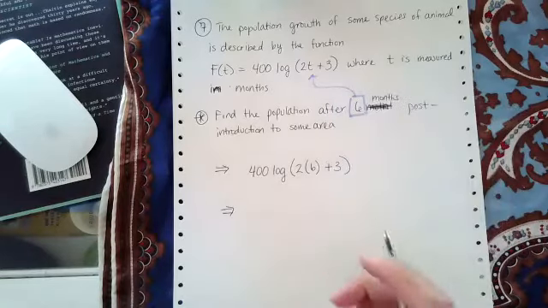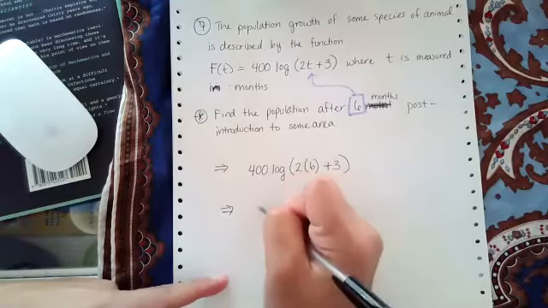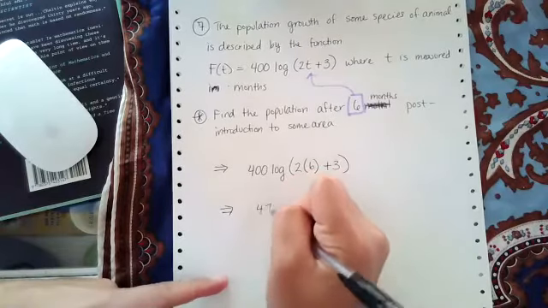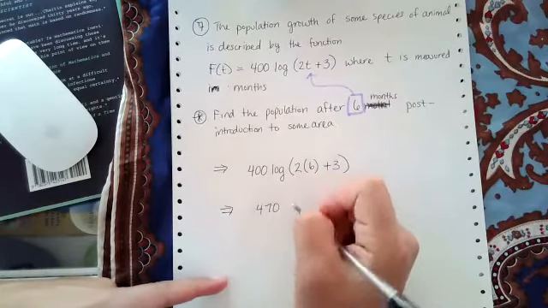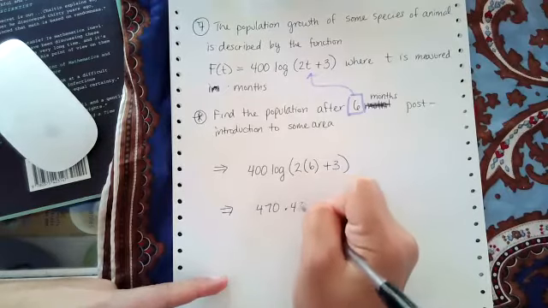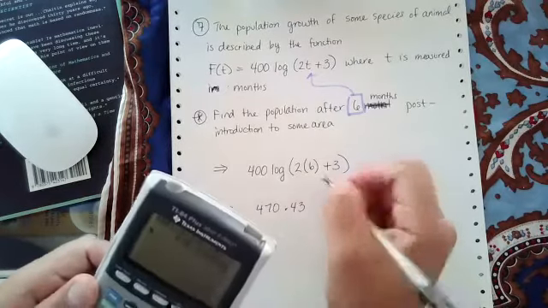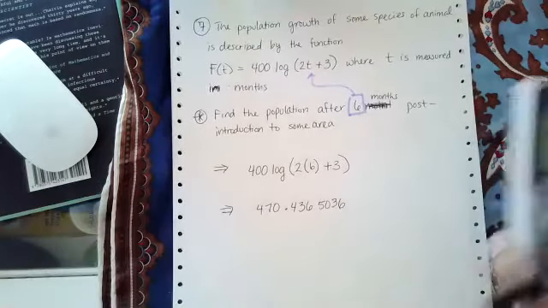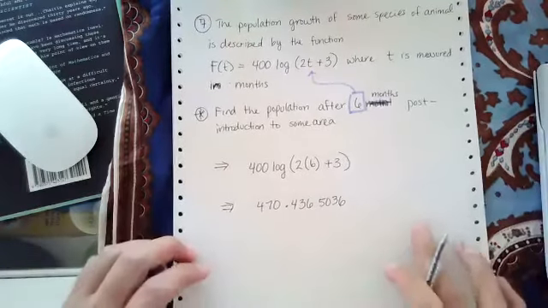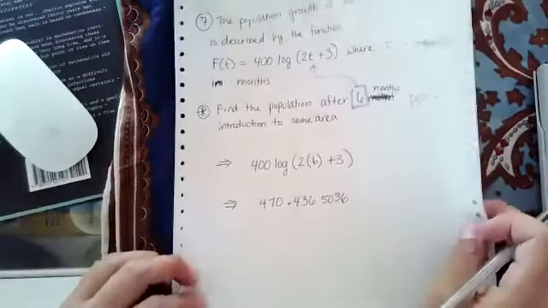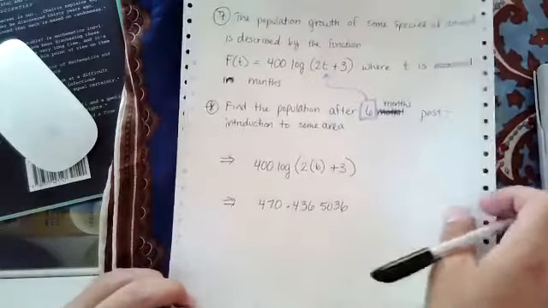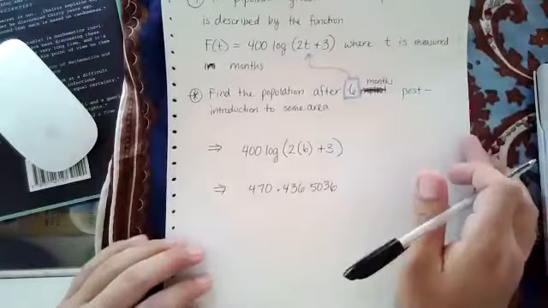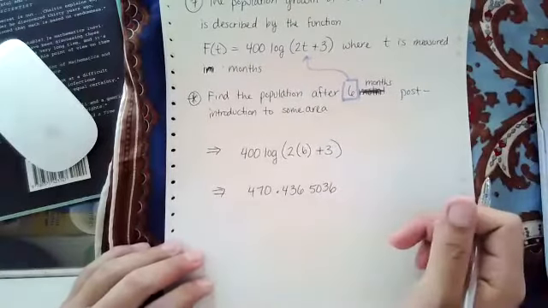And my population should be about 470.4365036. Okay. This question did not tell me specifically what to round this value to.